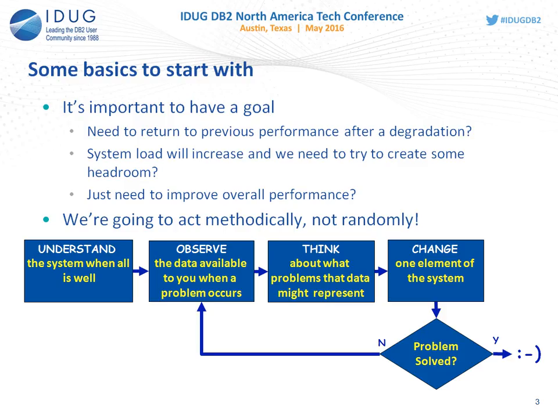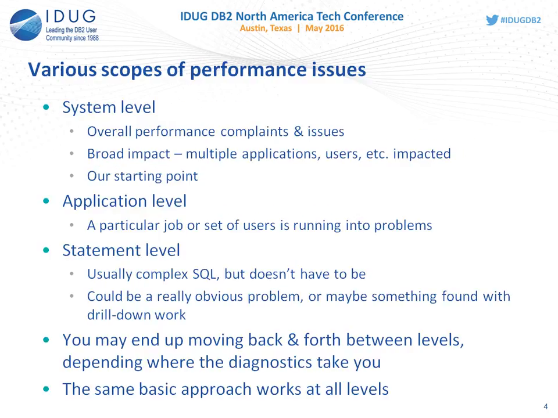Okay, so various scopes of performance issues. Like I said, we're going to start off looking at the system level. These are broad scope things where issues are impacting multiple users, multiple applications. You have many people throwing fireballs at you and making your life miserable, calling you at night, setting off the pager, tweeting about how lousy a DBA you are. And that's where we start.